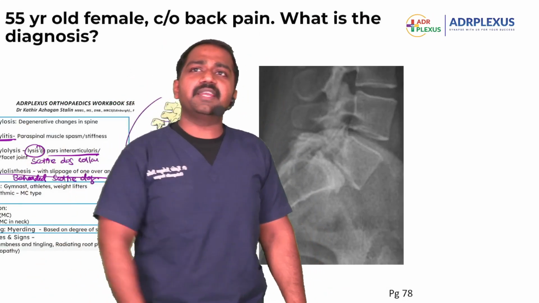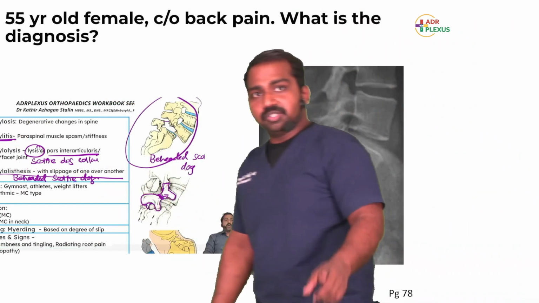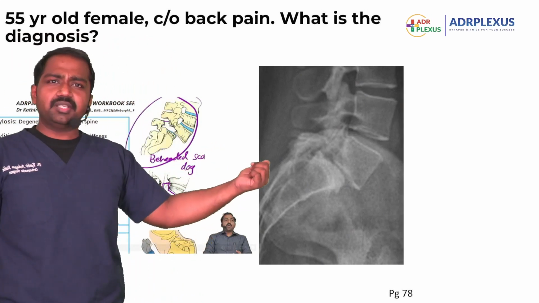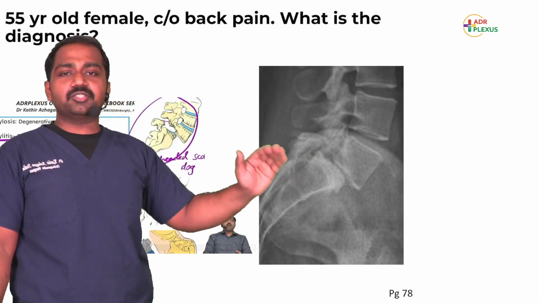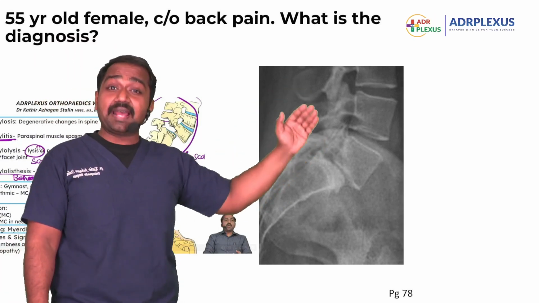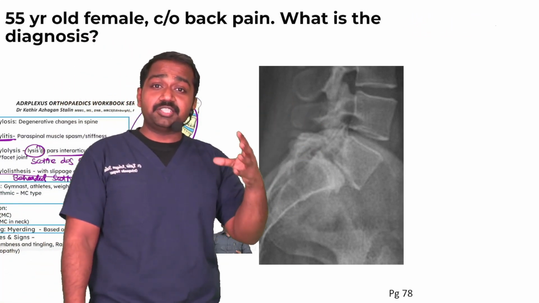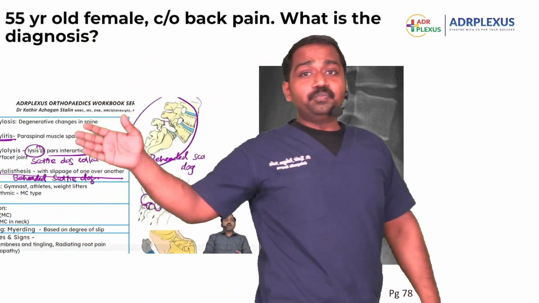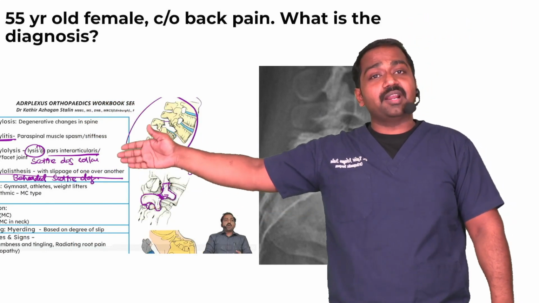Another question: a 55-year-old female complains of back pain. What is the diagnosis? They have given you this x-ray. Whether it is an x-ray, CT or MRI, if one vertebra is slipping onto another vertebra, then it is called spondylolisthesis. This slipping would have ruptured or fractured the pars interarticularis. Do you remember in our workbook class I was teaching you what the word pars interarticularis means, and the definition that spondylolisthesis means a slippage of one vertebra over another vertebra.